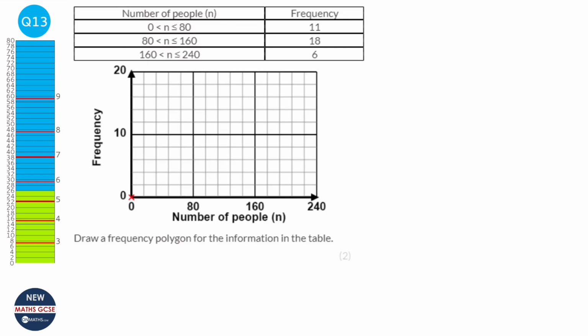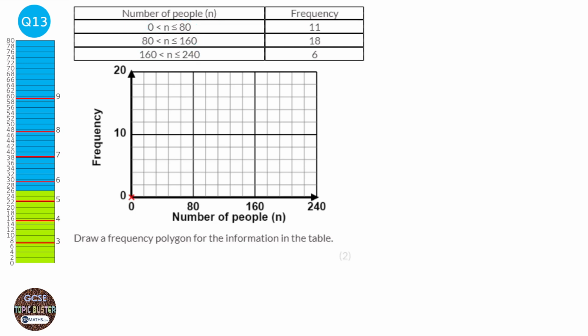A frequency polygon is like a line graph. In fact, it's a type of line graph. But it is when you have the data in a group. So we've got the data here as a group of 0 to 80. So there are 11 at 0 to 80. And then 18 at 80 to 160. And 6 at 160 to 240.